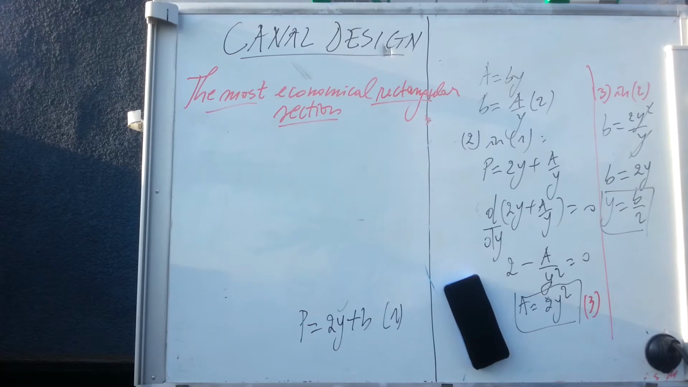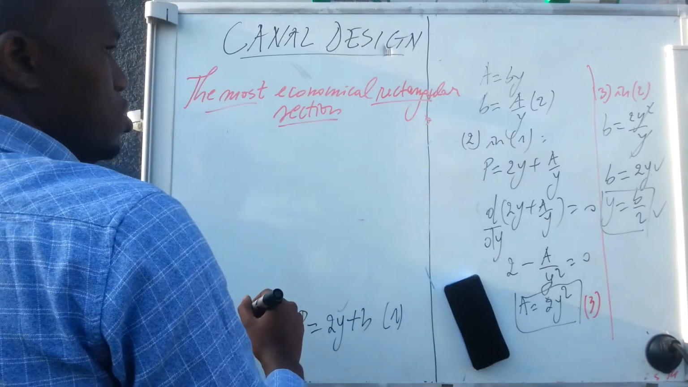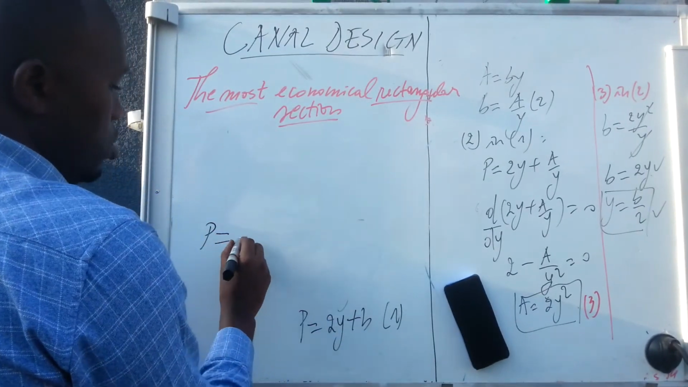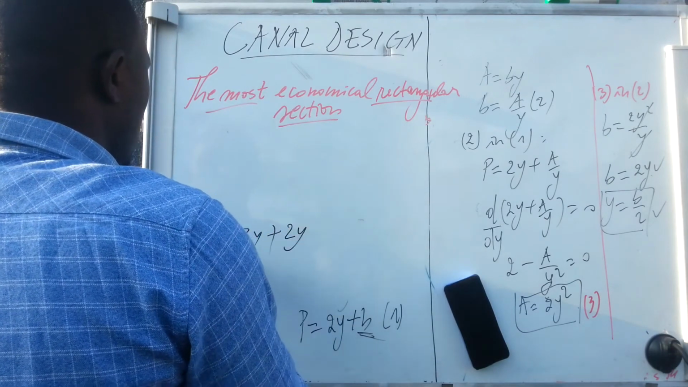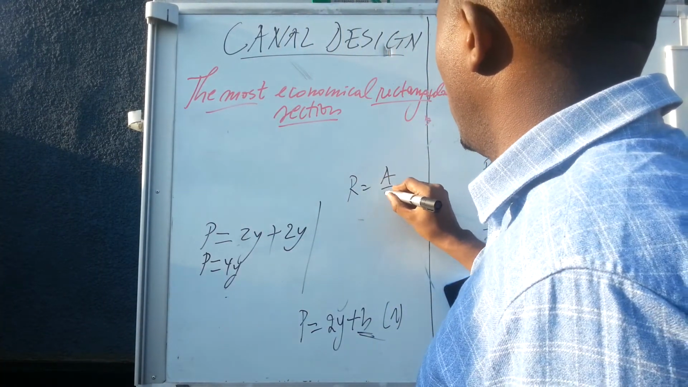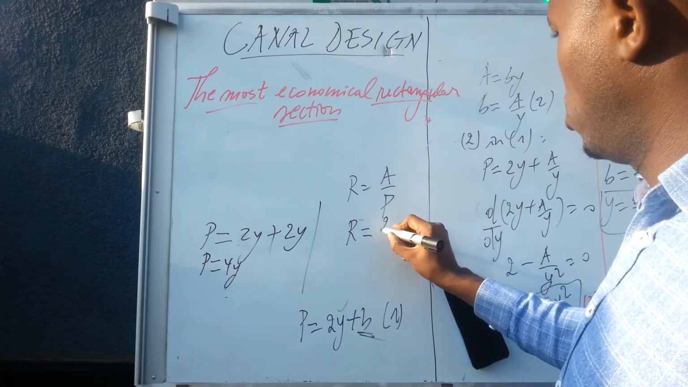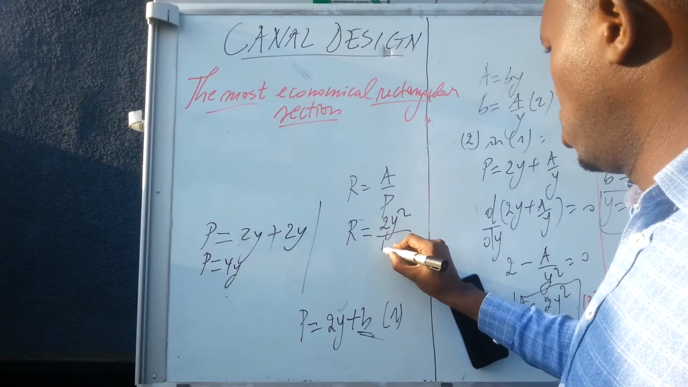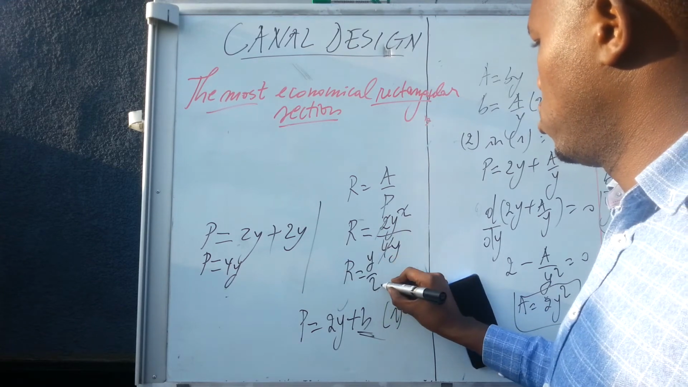So by continuing, we already see that we have our water depth, this relation, and the area. So we can replace b by this. If you want, you can say that p in this case will be equal to 2y plus b. What is b? b is equal to 2y, meaning that p will be equal to 4y. So what will be the hydraulic radius? Hydraulic radius is equal to area over p. When we have the most economical rectangular section, area becomes 2y squared over p, which is 4y. Simplifying, we remain with y over 2.